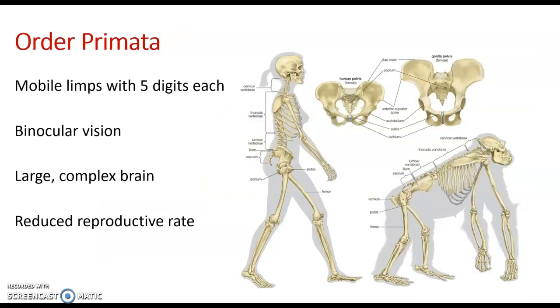So humans are in the order Primata, which contains all primates, and primates are characterized by having a few common traits. So all primates have highly movable limbs with 5 digits each, and at least one set of limbs is going to have an opposable digit. So in the case of humans, it's obviously our thumbs, but in chimpanzees, both their thumbs and their large toe on their hind legs are also opposable. And these opposable digits give primates the ability to grasp objects. So that's one of our skills that we're able to accomplish through that adaptation.